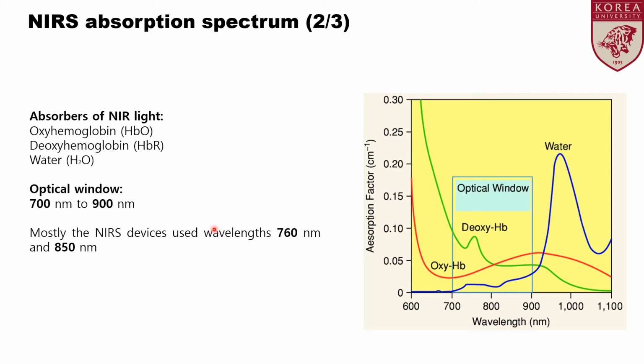And mostly the NIRS devices use two different wavelengths, 760 nanometer and 850 nanometers. And these wavelengths are used because these wavelengths give the best resolution of the values of oxy and deoxy concentration changes separately.